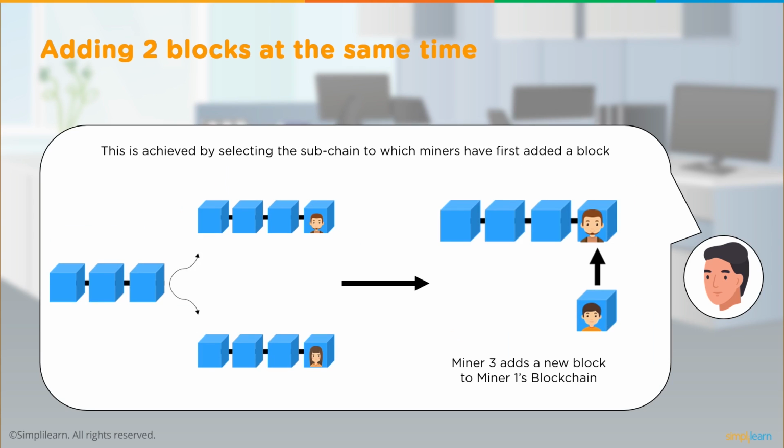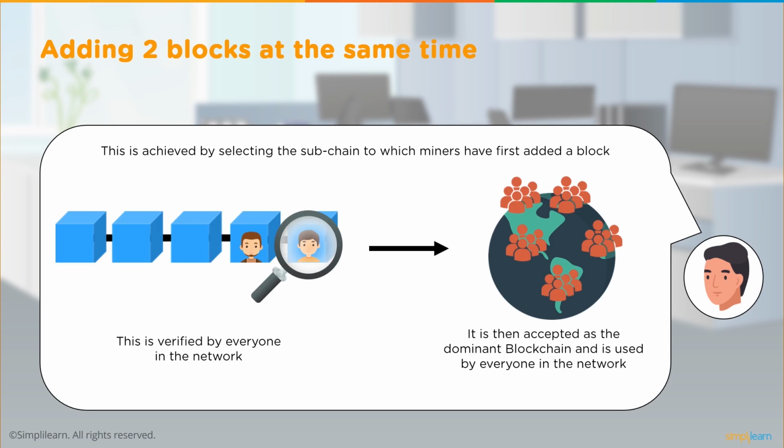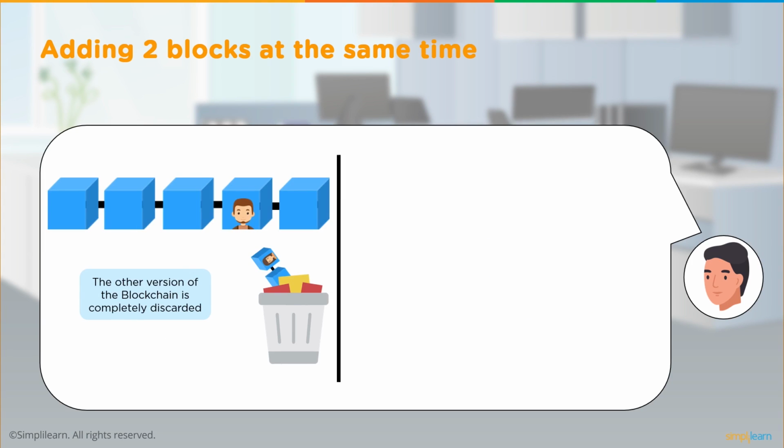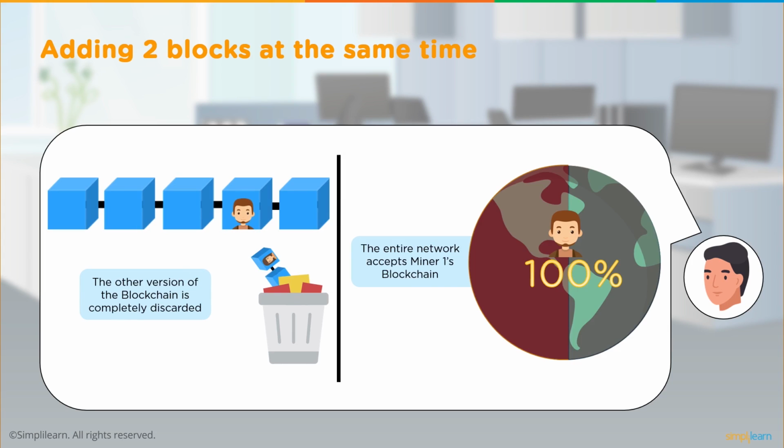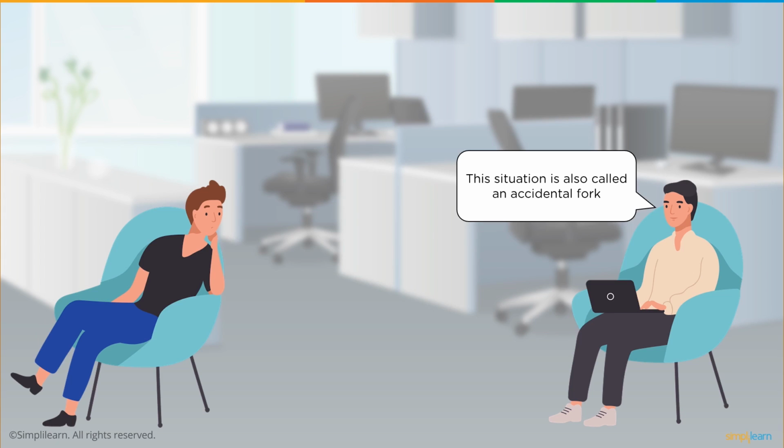Now, this is achieved by selecting the subchain to which miners have first added a block. So suppose miner 3 adds a new block to miner 1's blockchain. This block now added by miner 3 is verified by everyone in the network. It is then accepted as the dominant blockchain and is used by everyone else in the network. The other version of the blockchain, the miner 2's, is completely discarded, and the entire network now accepts miner 1's blockchain, and we now have a single blockchain existing. Now, this situation is also called an accidental fork.